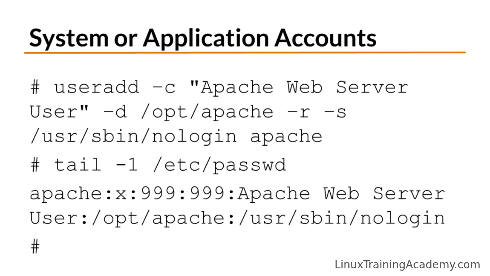The home directory was specified using the -d option. By default, the home directory for a new account is created in the /home directory. The actual directory will be the name of the user account. So by default, the Apache account's home directory would be /home/Apache. However, since this account is used by an application, we set the home directory to the directory where the application is installed.